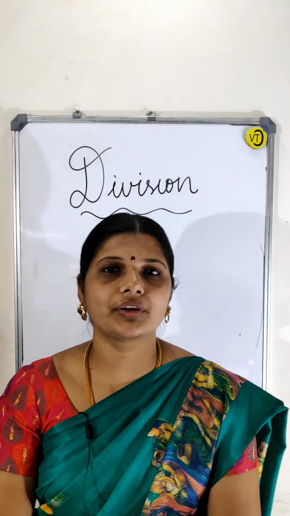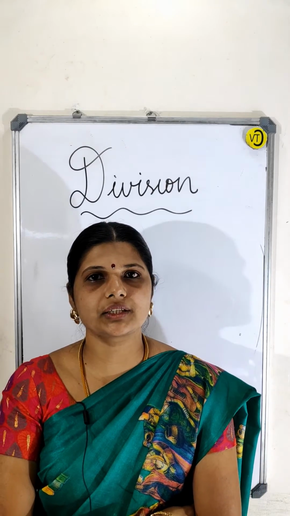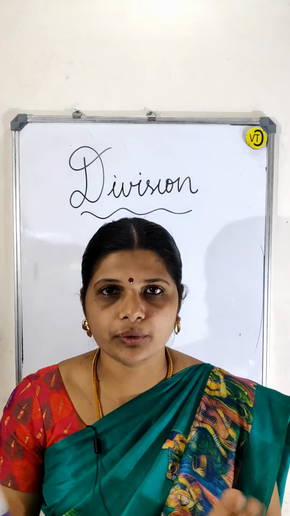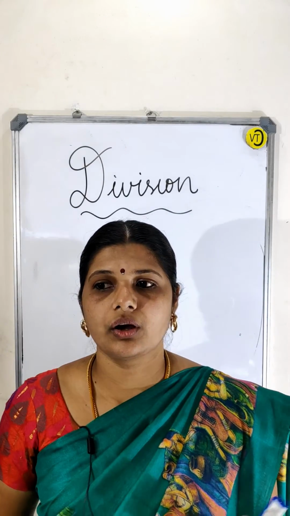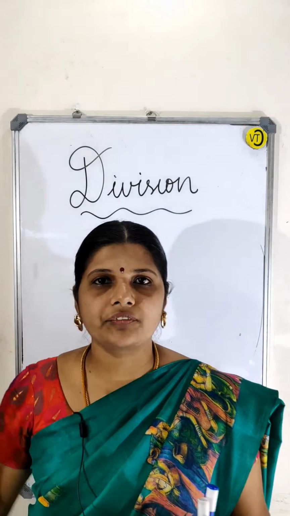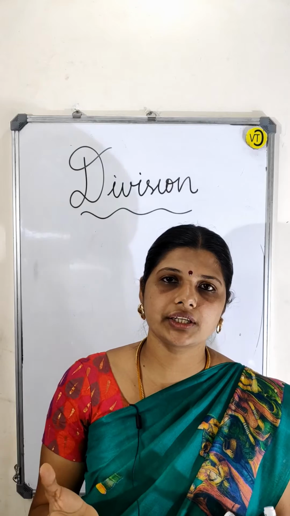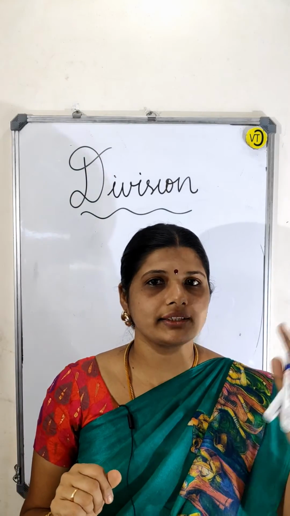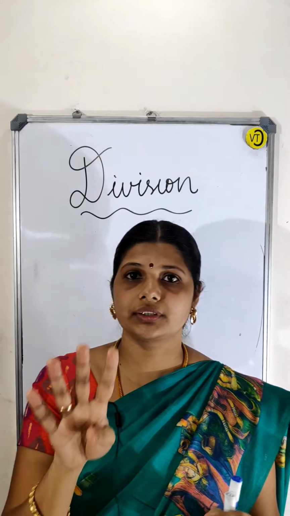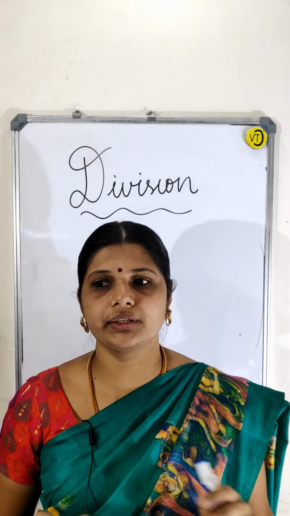So, a new word for you. Division means divide. Division is a process of sharing or dividing. We can divide by grouping, repeated subtraction, or using a number line. I will tell you one by one today. We also have to learn the meaning of the terms. What are the terms we are using? In division, it is dividend, then divisor, quotient, then the remainder. Those four terms, where they come from and how we use them, I am going to explain.